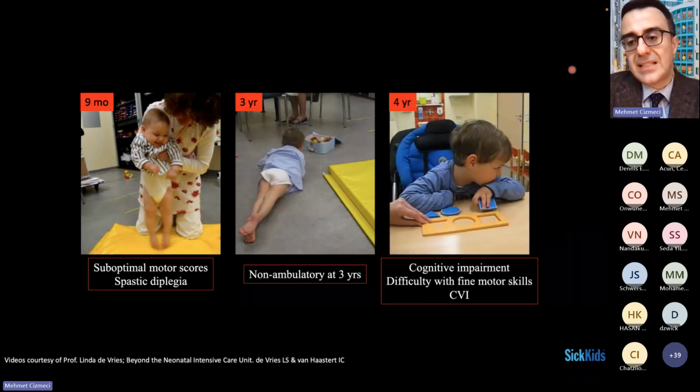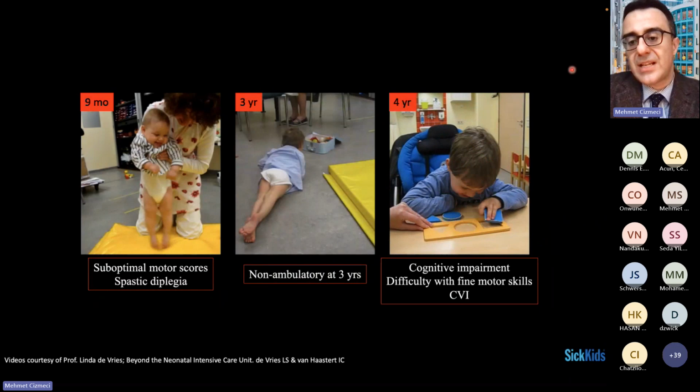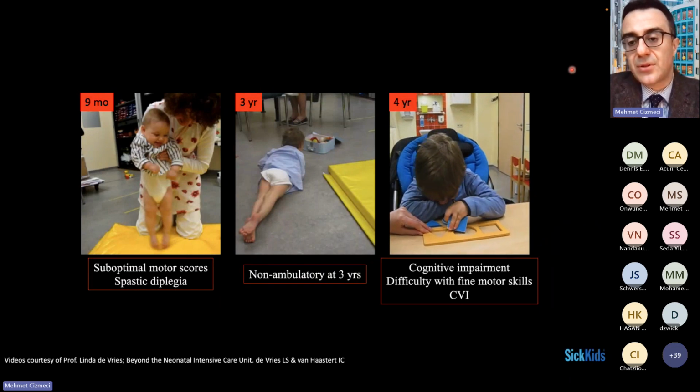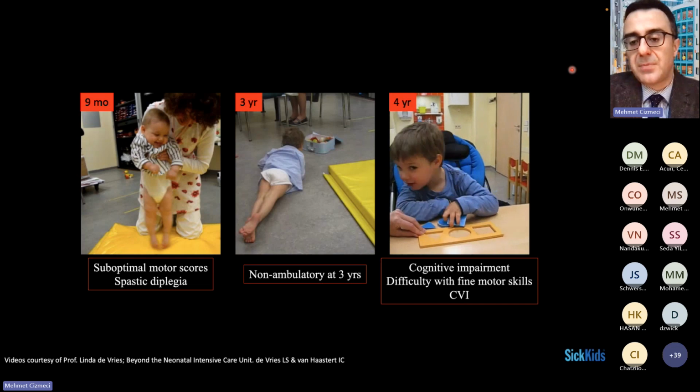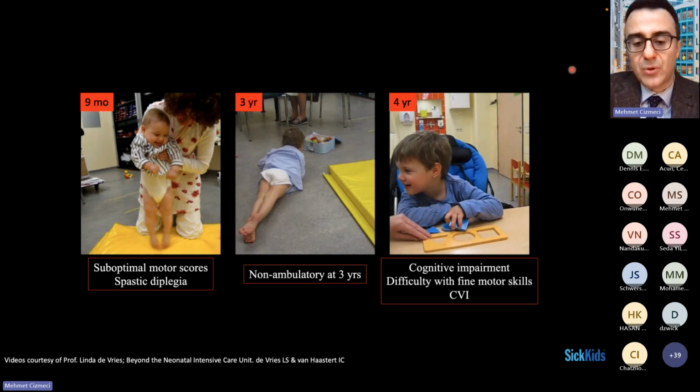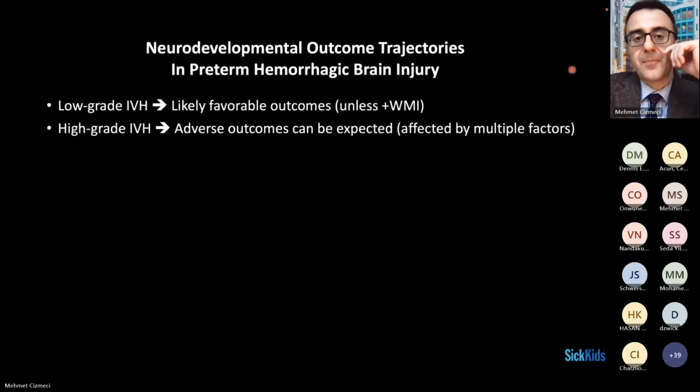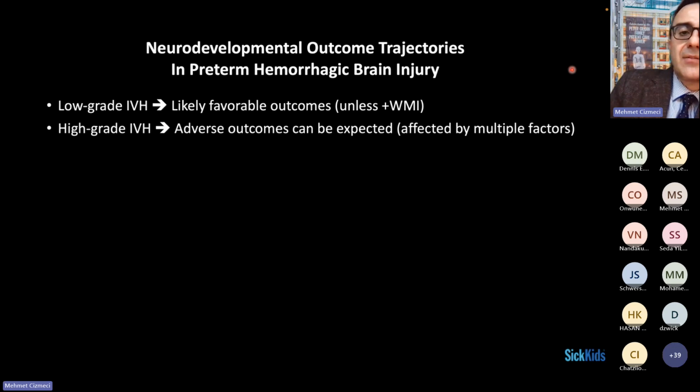And as expected, this baby also presented with some neurosensory deficits, was diagnosed with CVI, as you can see, is holding the objects close to the eyes, and cognitive impairment was significant for this baby, together with the fine motor impairments.